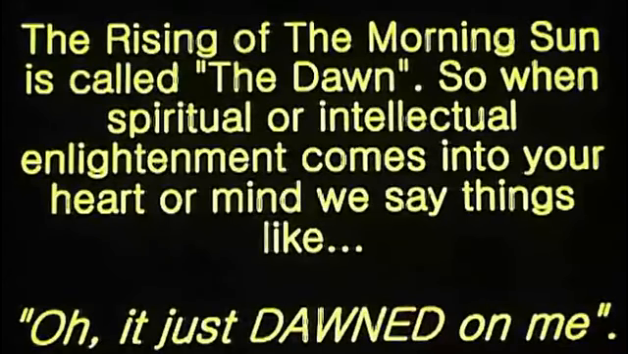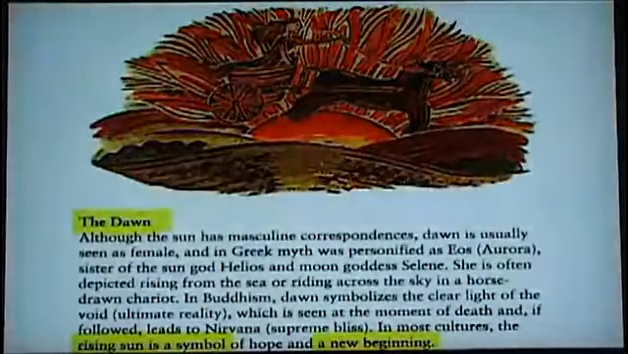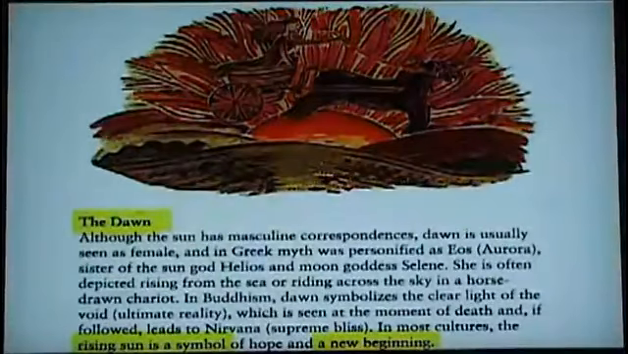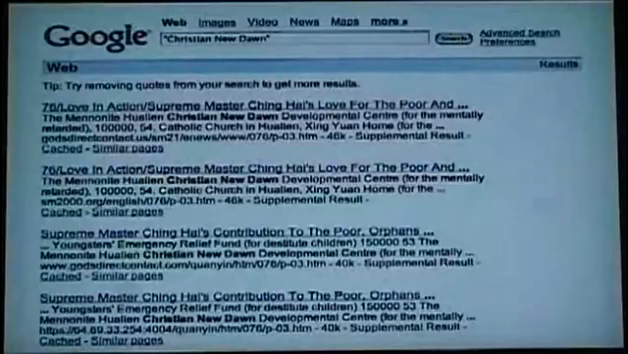so when spiritual or intellectual enlightenment comes into your heart or mind, we say things like, oh, it just dawned on me. Why do we say that? Oh, yes, it just dawned on me. That's what the sun does. It dawns. The rising sun is a symbol of hope and a new beginning. The dawn is a Christian concept.